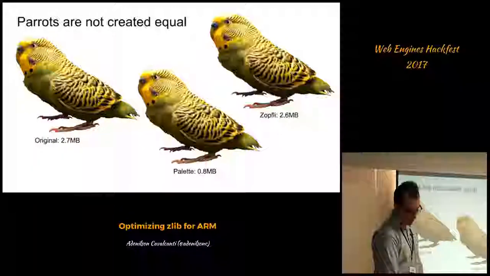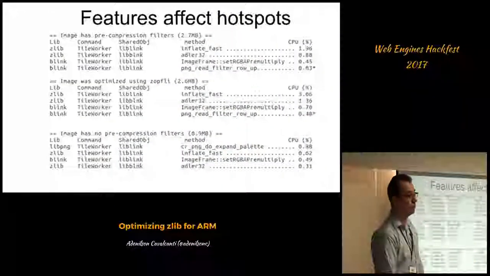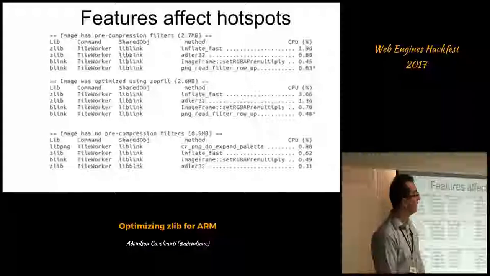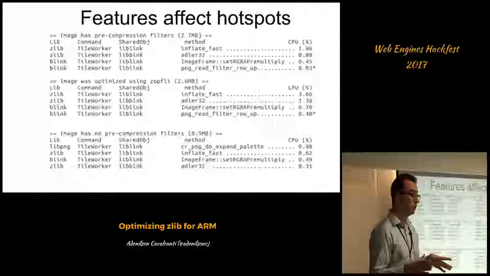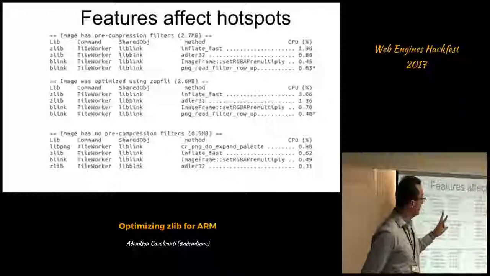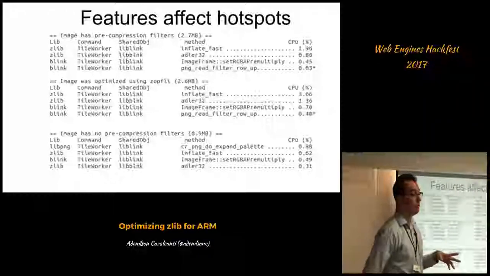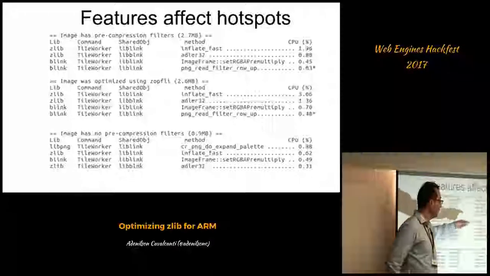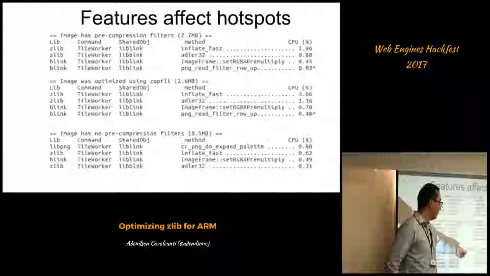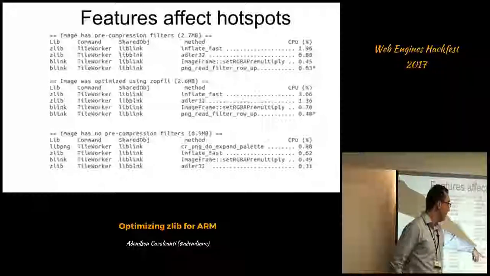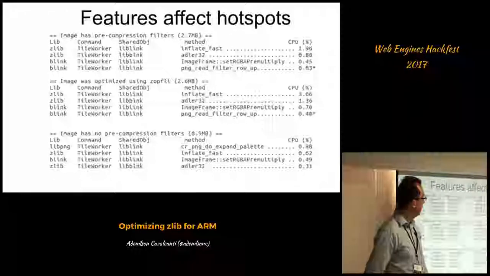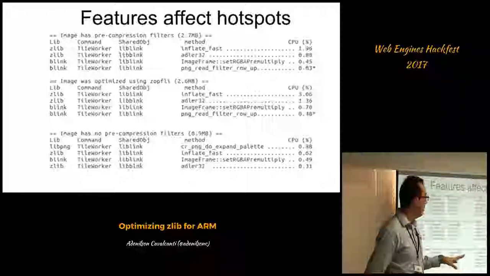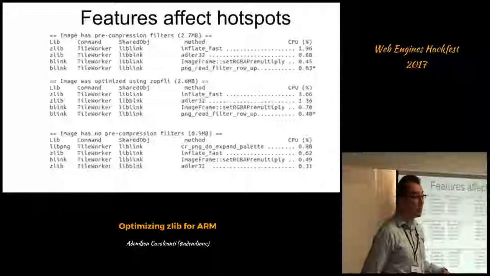When you have to optimize something, the first thing you have to do is have a look at a perf session. For those two images, even though visually the content was pretty much the same, the most expensive functions were different. For the first case, inflate_fast was really relevant, while for the third case it was the other way around. Expand palette was more expensive. But generally speaking, it was possible to identify four good candidates for optimization.